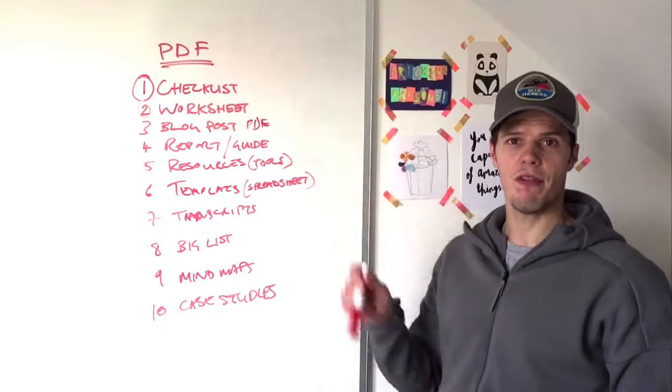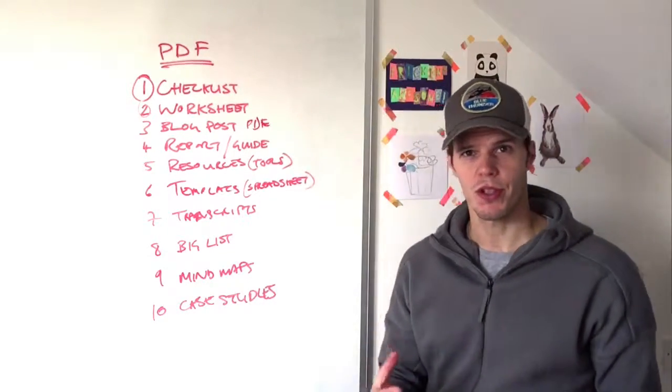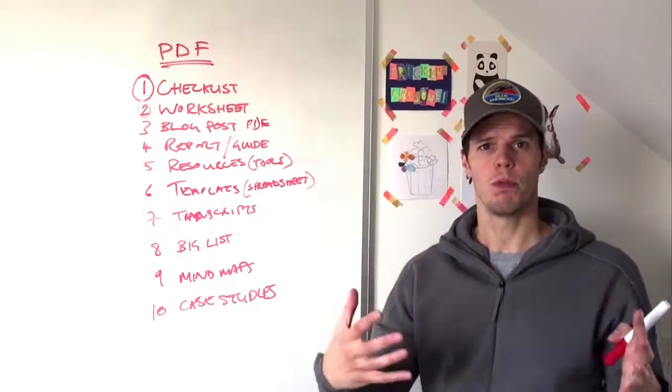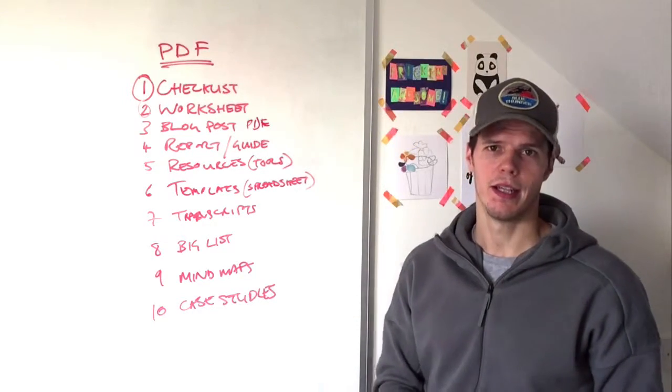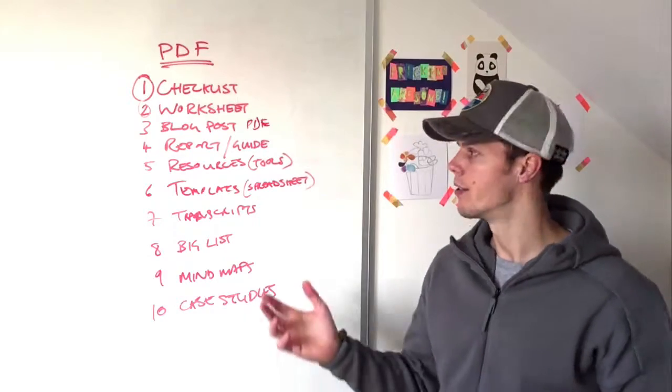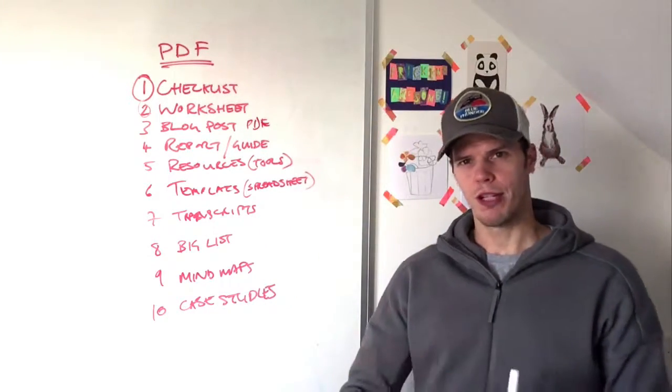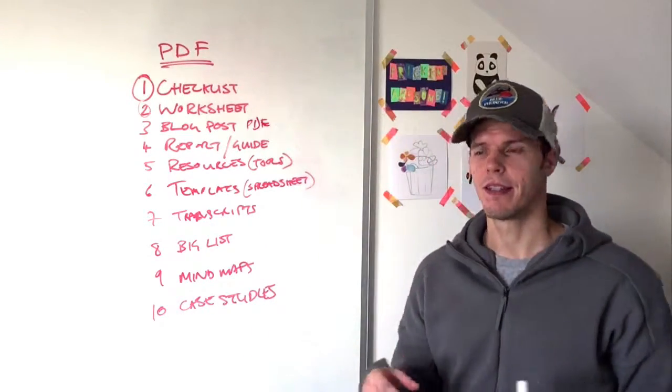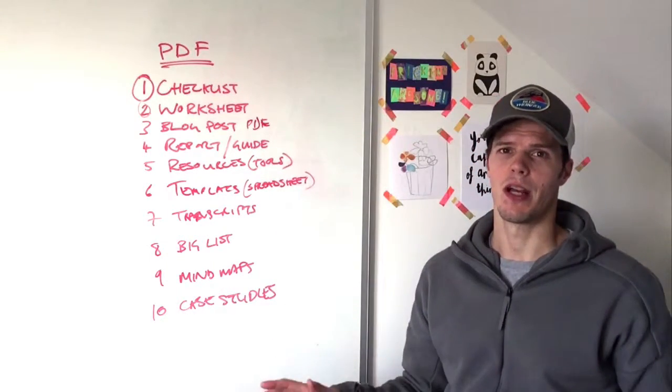So number five is resources or a toolbox. You'll see on my blog I have a toolbox of all the tools I use for marketing. This is very popular and a favorable download choice for lots of marketers and blogs. If you can create a little resource guide of all the tools that you use in your business, this can apply to any niche out there, okay?